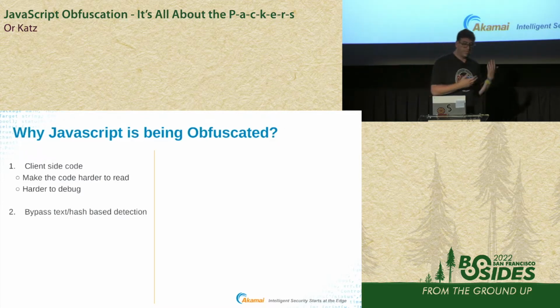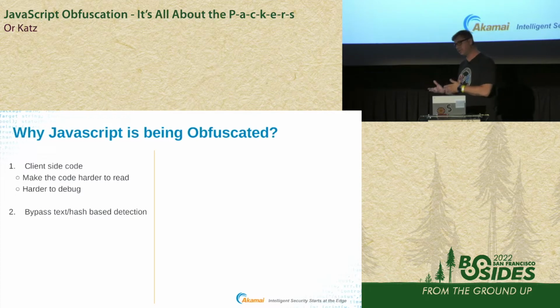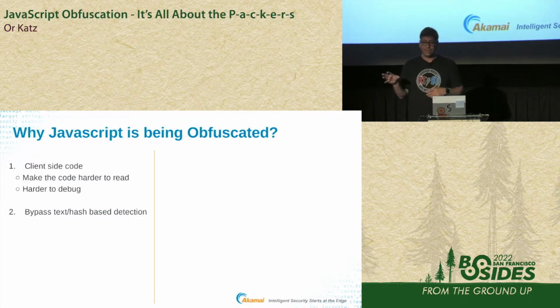And the second reason, as I mentioned before: if you do obfuscation, you create much more challenges from a defensive point of view, because if you had some sort of a signature, whether that's text-based or hash-based, on that code, it will not be successful.